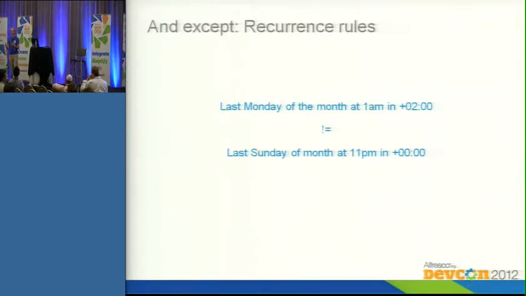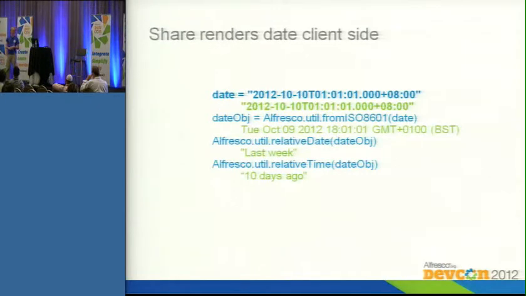We don't adjust those within the UI. So we display them and include the offset in the UI so the user knows what time zone that recurrence rule relates to.